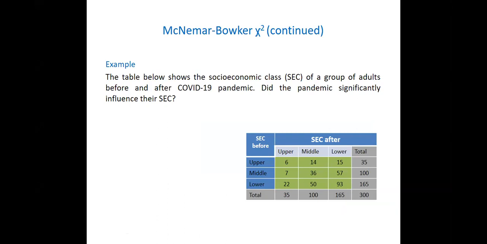But what you are measuring now, instead of two categories, has more than two, either 3 or 4 or anything. The category of the outcome is more than 2. So instead of yes or no, it may have 3. Like the example we give now, socioeconomic class before and after COVID.